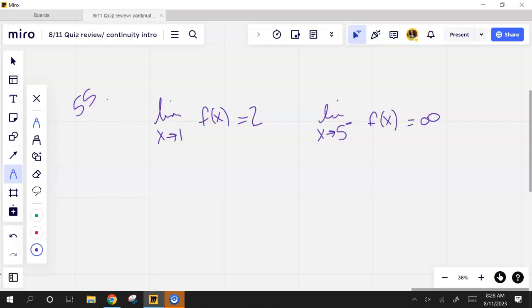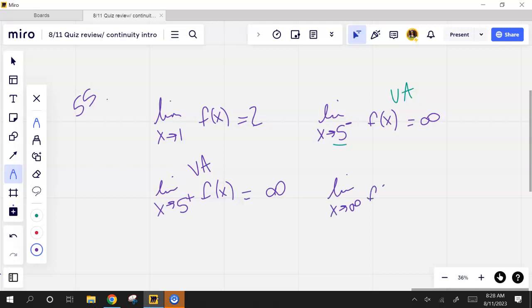What does this tell me is happening at 5? If it goes to infinity, what kind of asymptote? Vertical asymptote. I know from this that I have a vertical asymptote at 5. Okay? All right. What else do I have here? The limit as x approaches 5 from the right of f of x is also infinity. There's my vertical asymptote again. The limit as x approaches infinity is negative 1. What does that tell me? Horizontal asymptote.